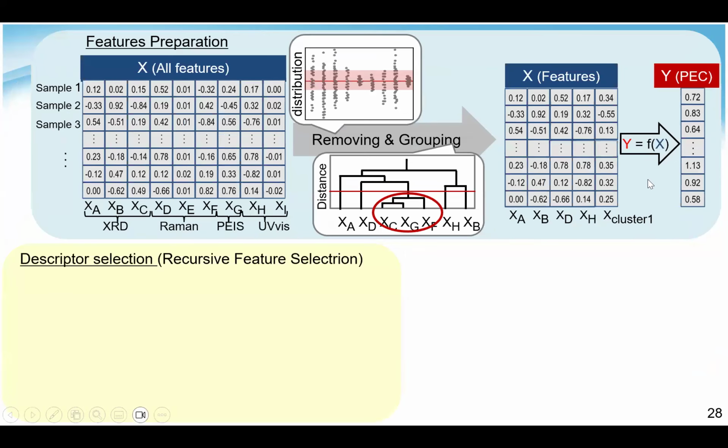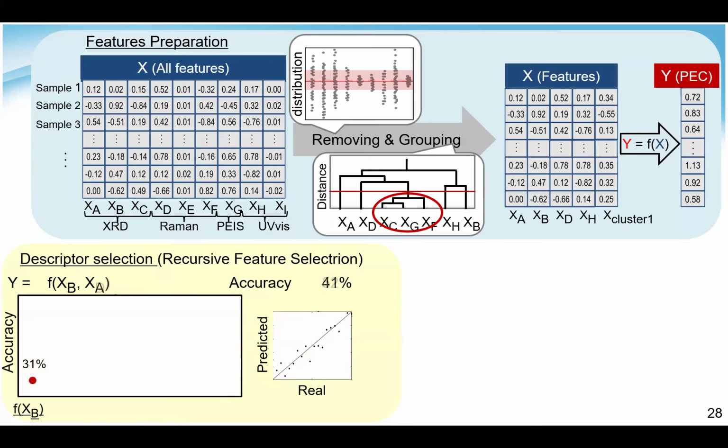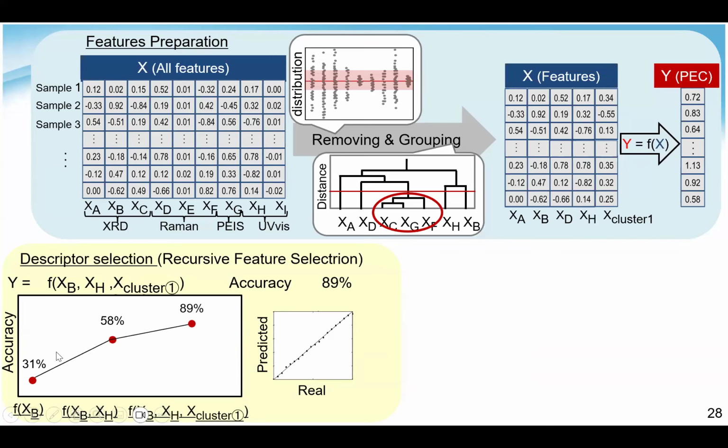And not all the analytical data are important, so we did the descriptor selection. In this case, we used recursive feature selection, which suggests first picking up one of the analytical data to predict and then finding the best one. And then add another one. And then gradually the prediction accuracy is going to saturate. And then we selected the important features.